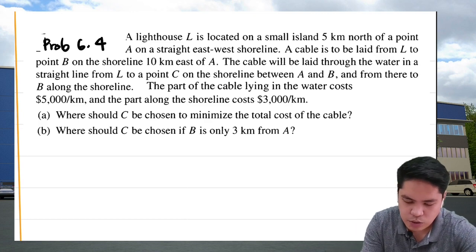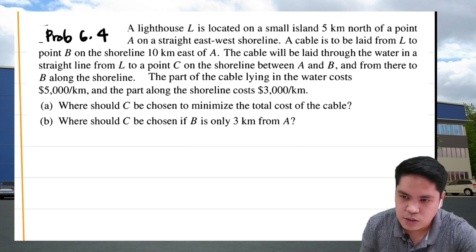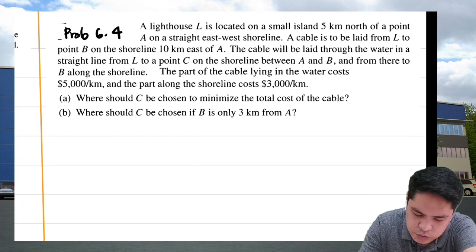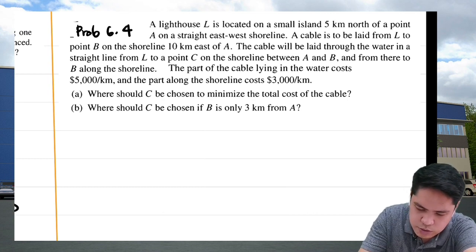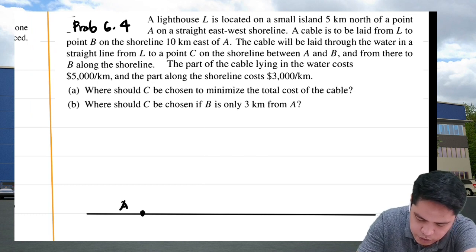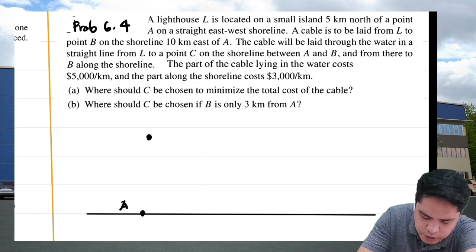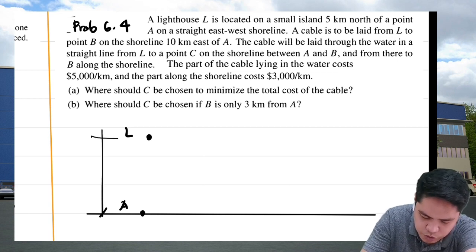Okay, the first thing we need to do is to visualize this problem or to interpret this geometrically. Okay, let's start with ito. So, meron tayong lighthouse L located on a small island 5 kilometers north of a point A on a straight east-west shoreline. So, let's just first draw that east-west shoreline. So, let's say this is the shoreline. Ayan. So, let's say this is our point A, and 5 kilometers north of that is the island. Let's say that is point L, which is directly 5 kilometers above. To the north, I mean.